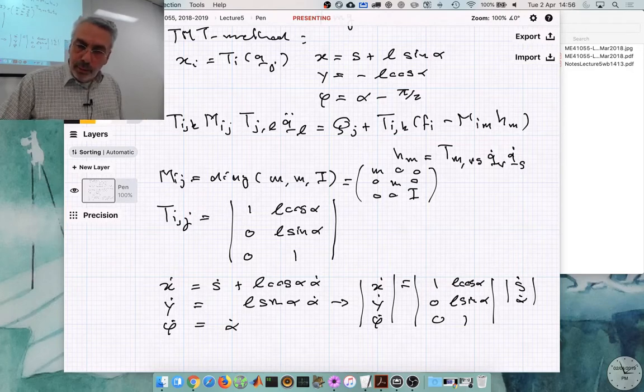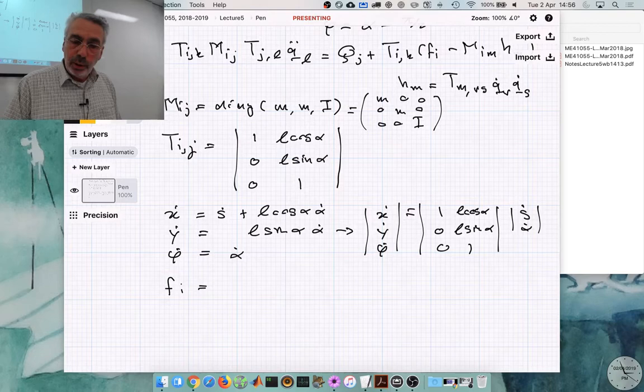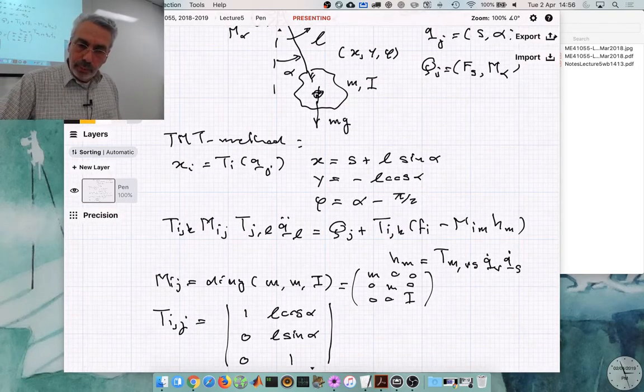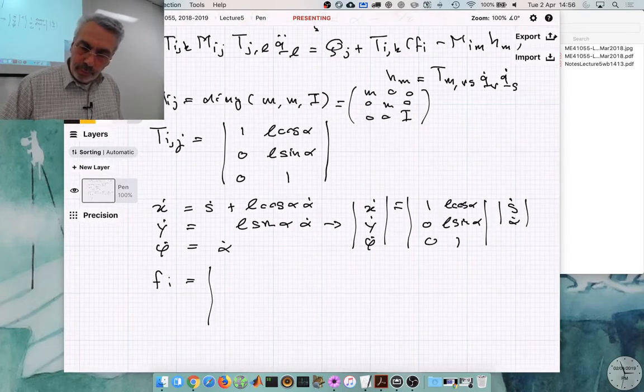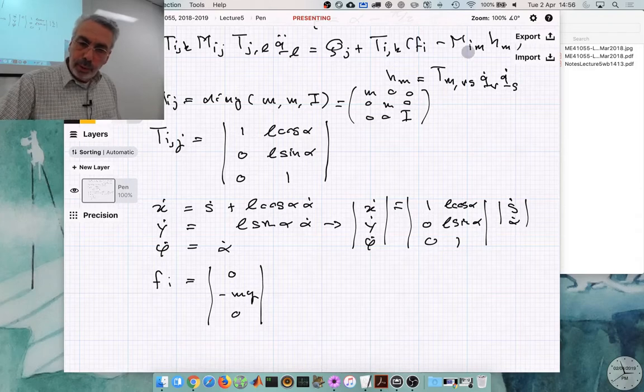So we have this term, Q_j. For now we're not going to apply any generalized forces. The only thing is these F_i's. So we do have applied forces on the system. In the x direction there's nothing, no force, in the y direction minus mg, and there are no torques. So 0, minus mg, and there are no applied torques. So then we have covered this. We know the mass matrix. Now we need this thing.